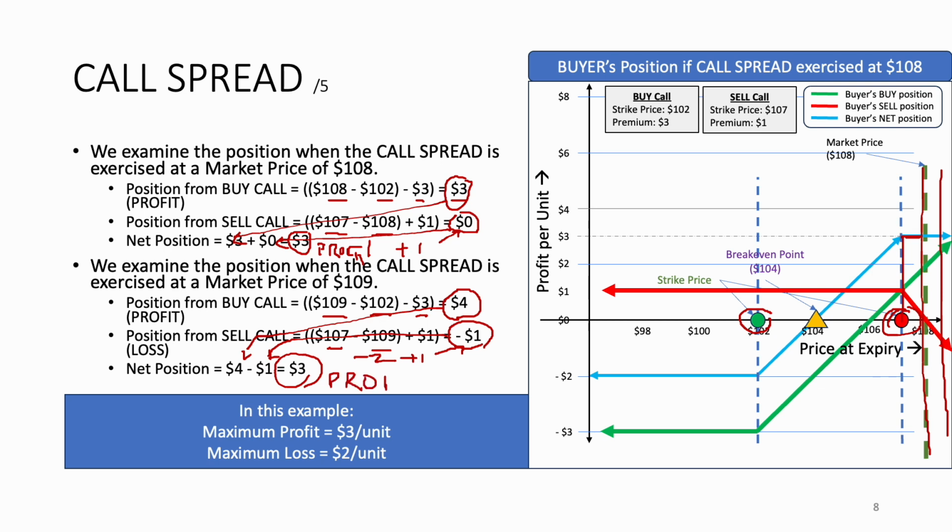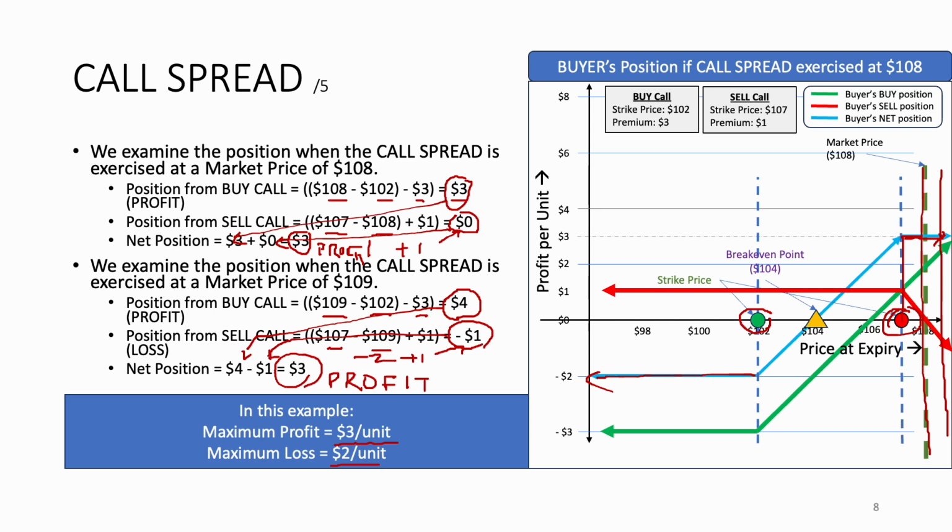So this will be a profit. Notice that the profit is going to be $3 no matter how much the market rises. Like we said in the call spread, we are limiting our loss to a lower level, but we are also restricting the amount of profit that we can make if the market turns favorable. The maximum profit in our example that the investor can make is $3 per unit, and the maximum loss the investor can make is $2 per unit.